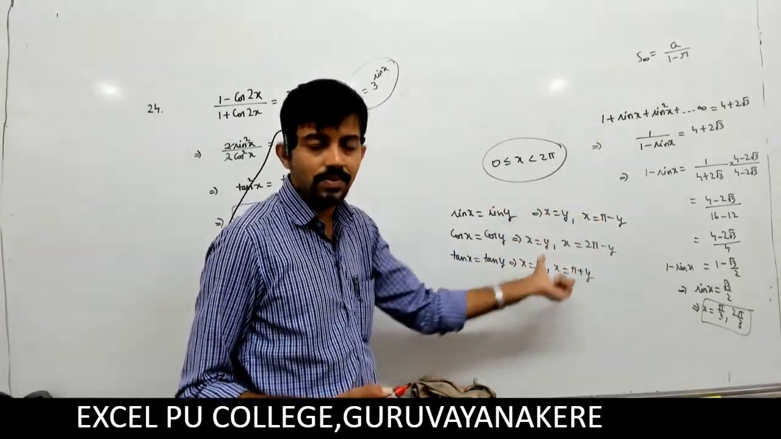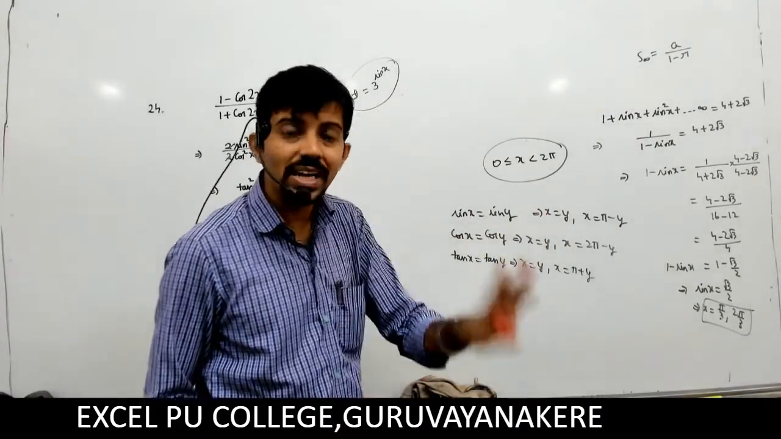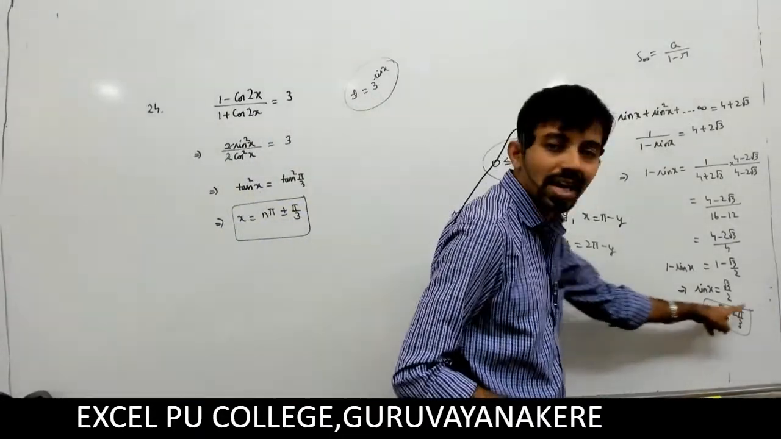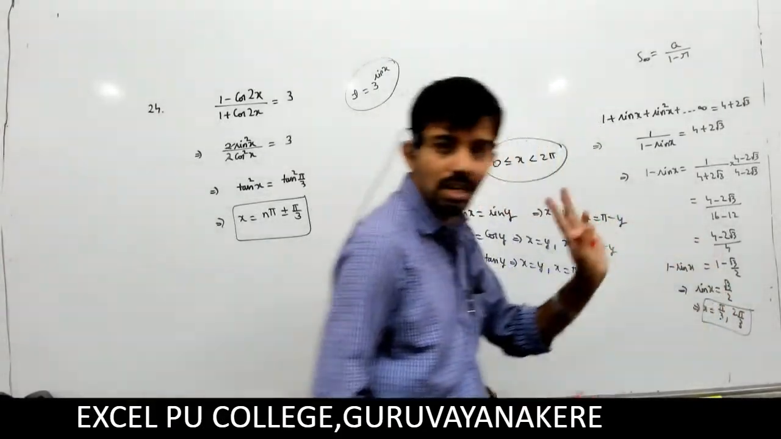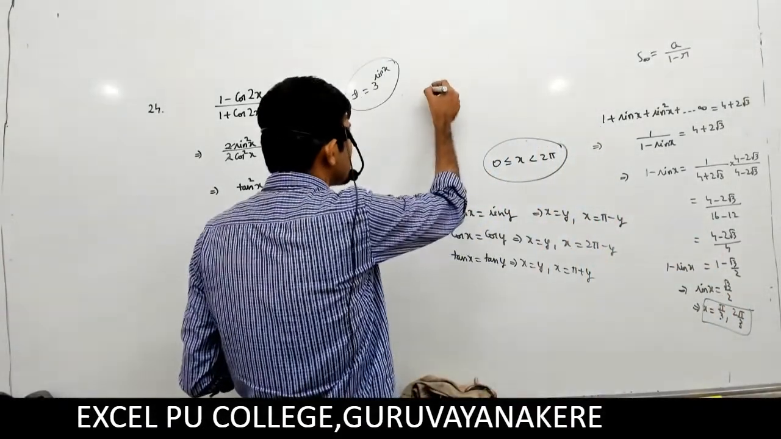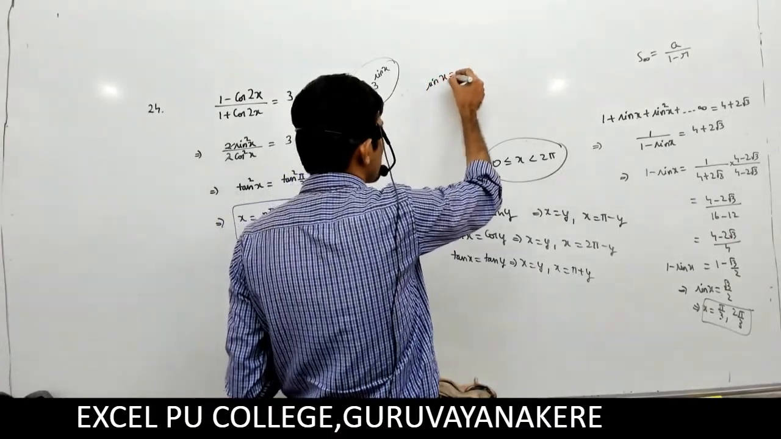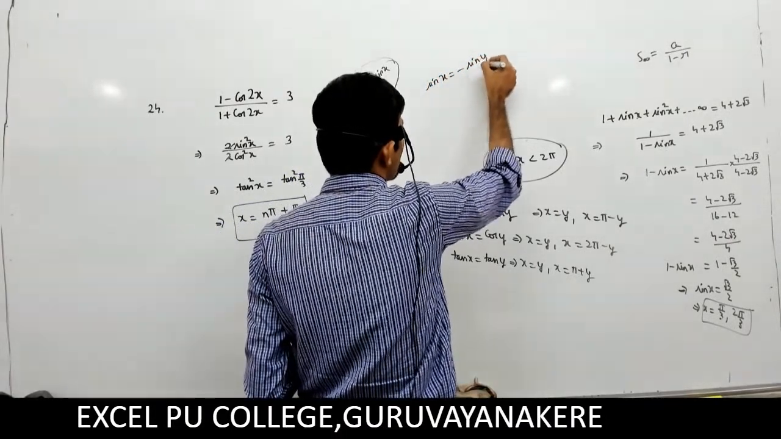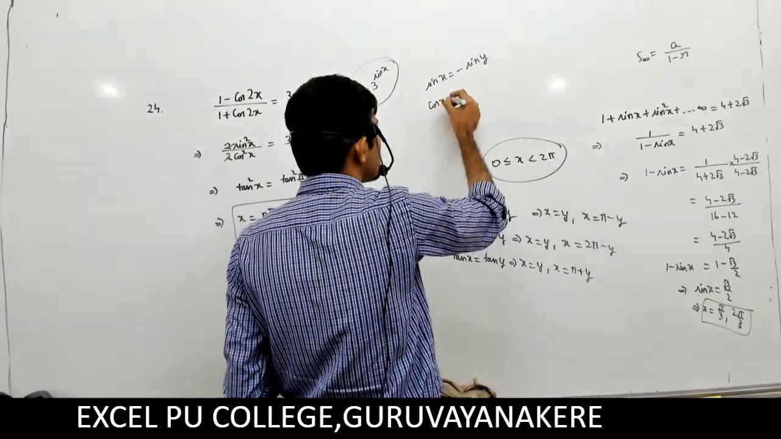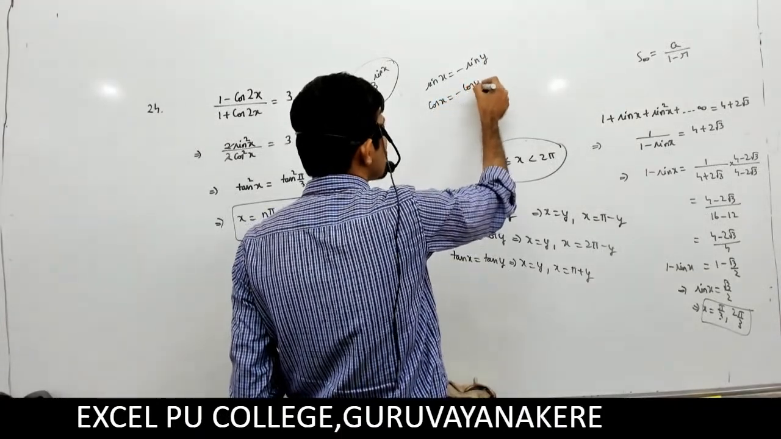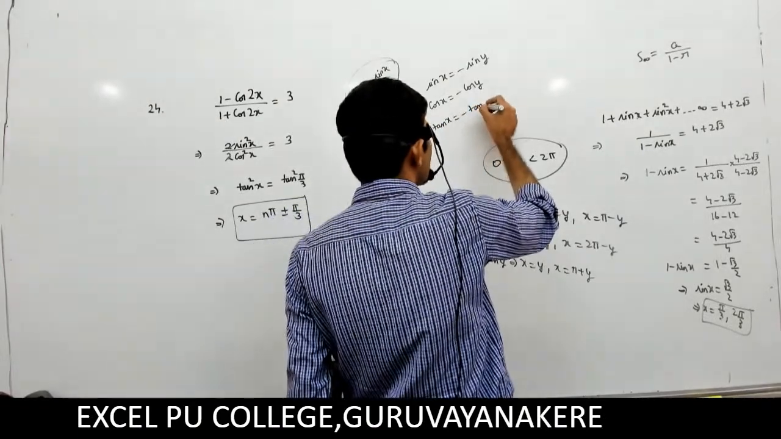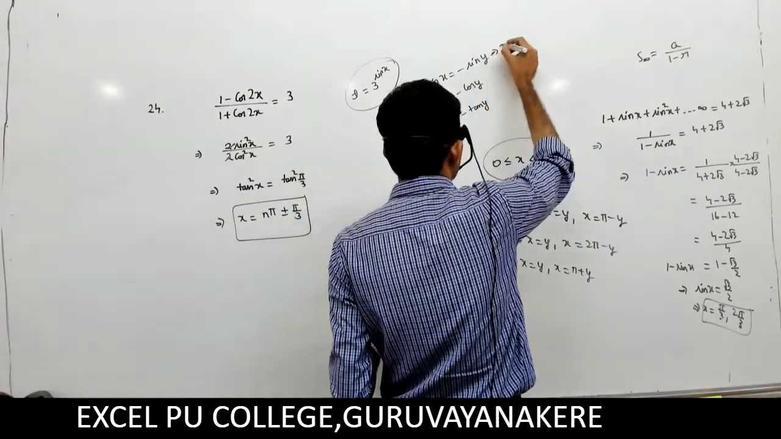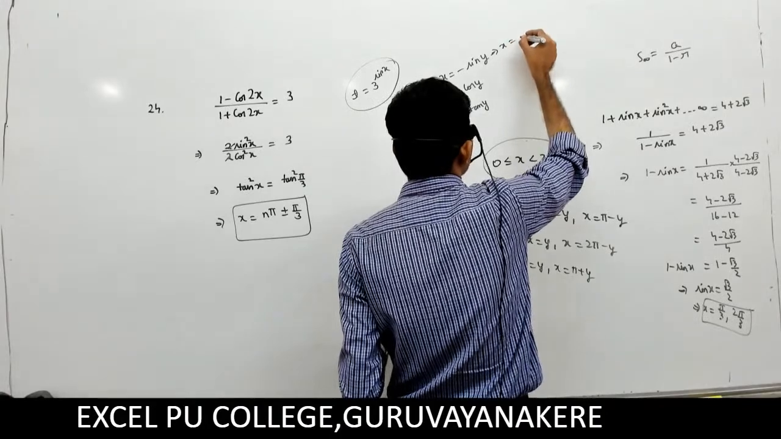So how to write the principal solution quickly? Here I wrote the principal solution. Okay? If it is in this form, sin x equal to minus sin y, cos x equal to minus cos y, tan x equal to minus tan y. Correct? All these things. In these three cases, sin x equal to minus sin y.